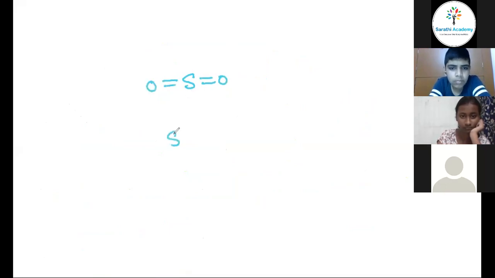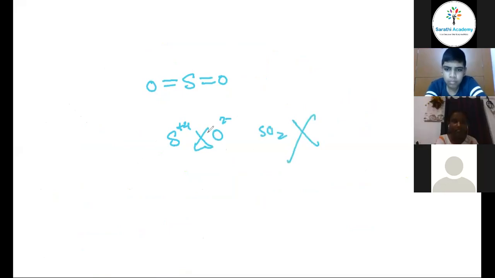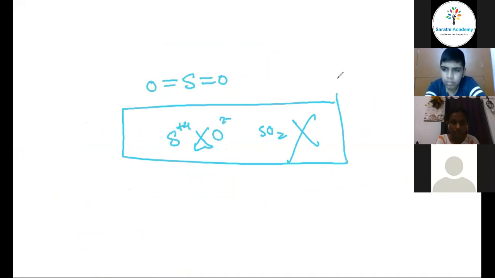For example, let us say SO2. So SO2 has a structure like this. Okay. So yes, sir. SO2 is not an ionic compound, just like you might be thinking S plus 4 and O2 minus, cross multiply this and this is SO2. Sir, can I ask something? Just wait a minute. Okay. This is clear to you, Pawan?